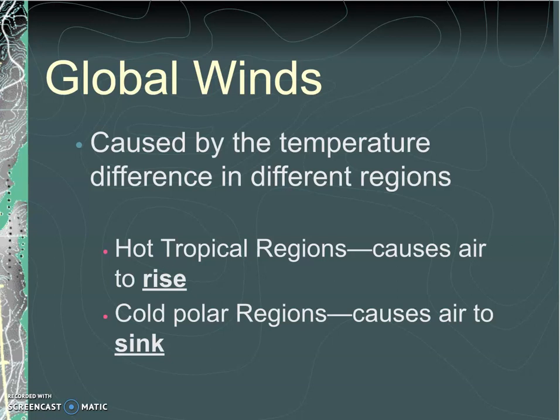One of the main reasons we have these global winds is because we have hot air at the equator. This hot air is going to rise at the equator. It's going to go up in the upper atmosphere, and as you get higher up, things cool off. So that air is going to cool off, and it's going to drop down in areas of what we typically refer to as our temperate areas.